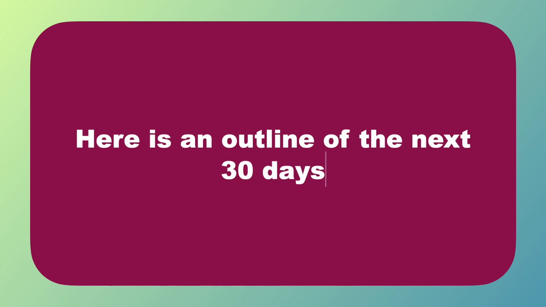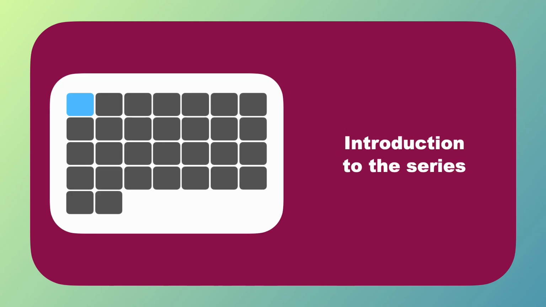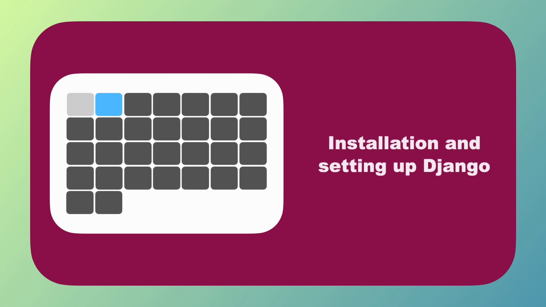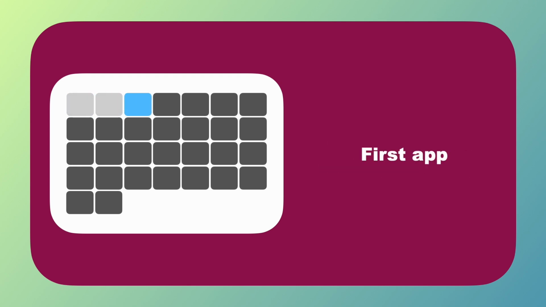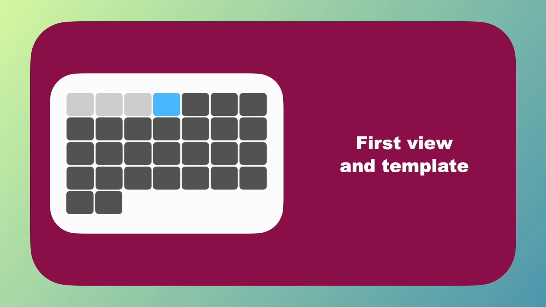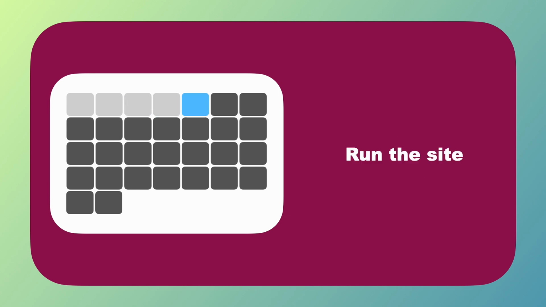Here is an outline of the next 30 days. Day 1 will be an introduction to the project and the series. Next we are going to go to installation and setting up Django. And then you will create your first app, and then your first view and template. Next, we are going to run the site, learn how to extend templates, and then we're going to head over to building your first model.